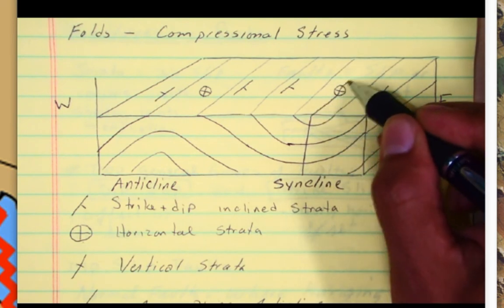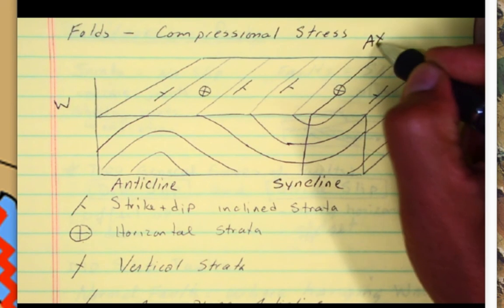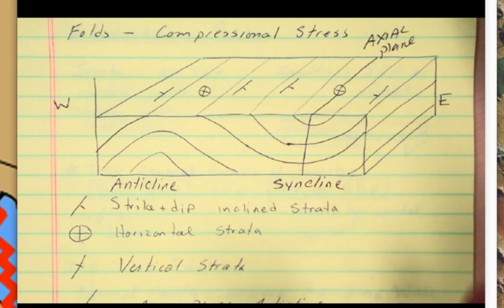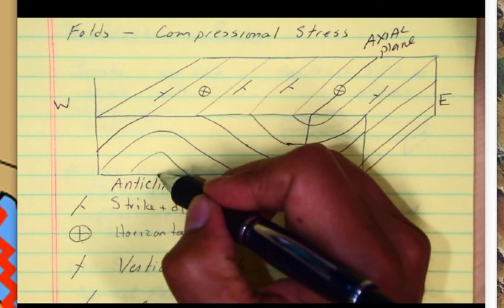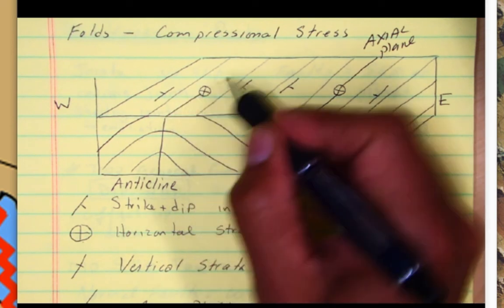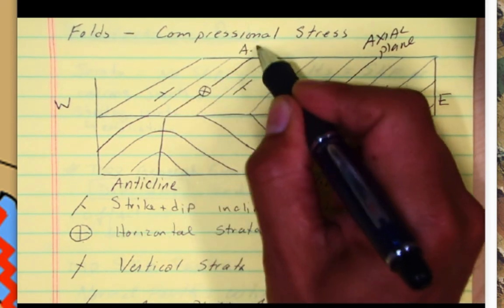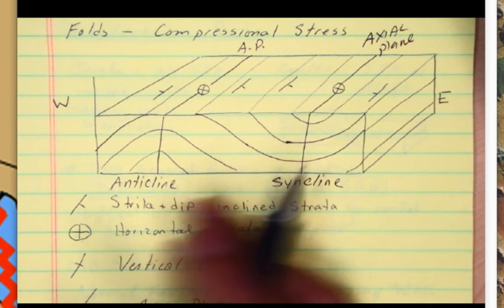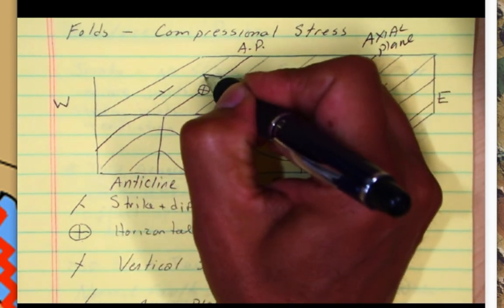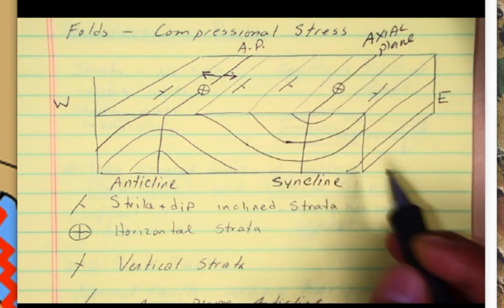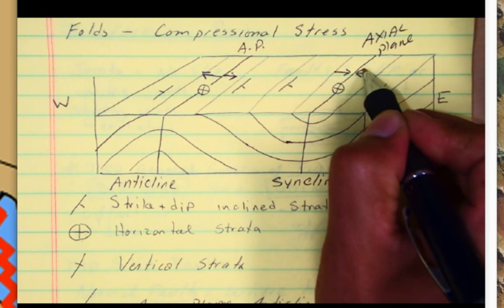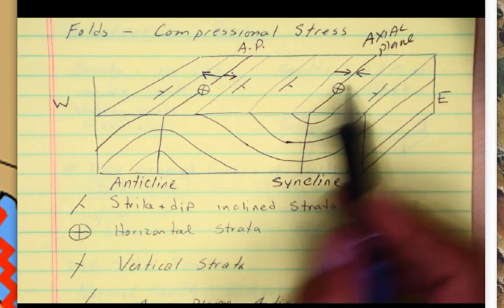And we call this the axial plane. Axial plane. So that axial plane bisects the fold. Here's another axial plane for the anticline. So we'll put the axial plane going right through the middle. So we'll put this AP for axial plane. Also note that we have a special symbol for axial planes. So for the anticline, we usually show two arrows pointing away from the axial plane. For synclines, we'll show two arrows pointing toward the axial plane. So that's telling the reader that that's a syncline, and that's an anticline.